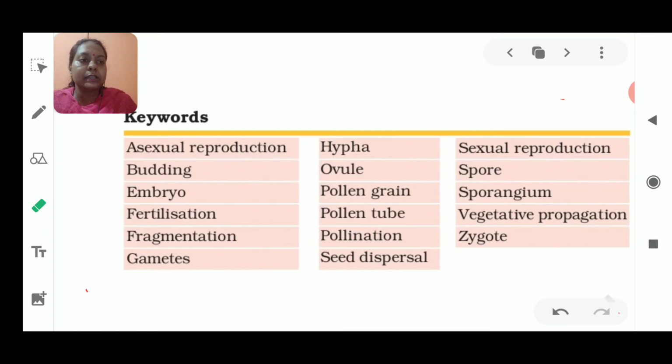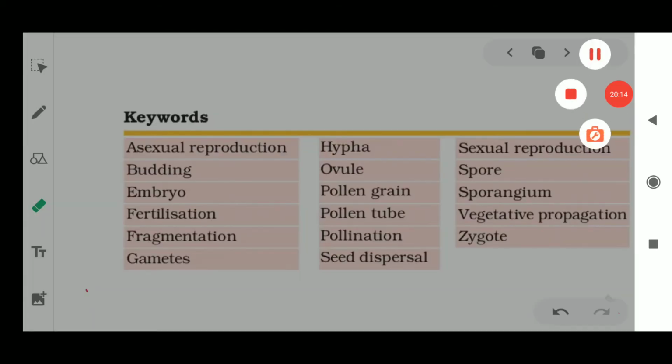Next thing we will discuss is the zygote. What is the zygote? Zygote is the first structure which is formed after fertilization of the male and female gametes. So zygote is the simplest structure formed after fertilization of the male and female gametes. So this was all about the keywords, children.